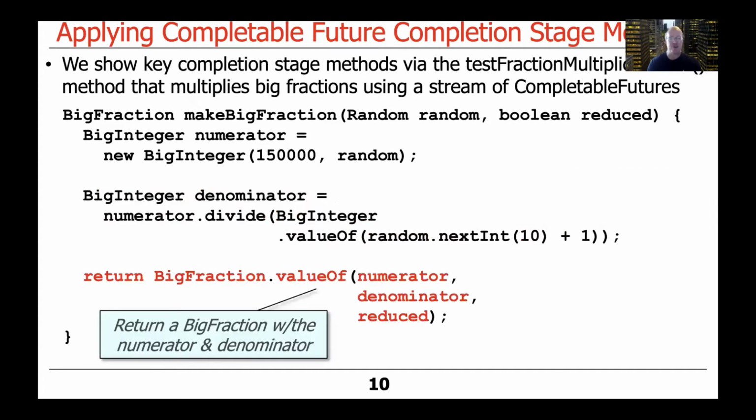And then the last thing we do is we return a big fraction that will have the numerator and denominator, and then we can also indicate whether we want it to be reduced or not. In this particular context, we're not going to reduce it because reducing such a gigantic big fraction would take a while, so we don't want that to take place in the main thread of control. We want that to take place in a background thread.